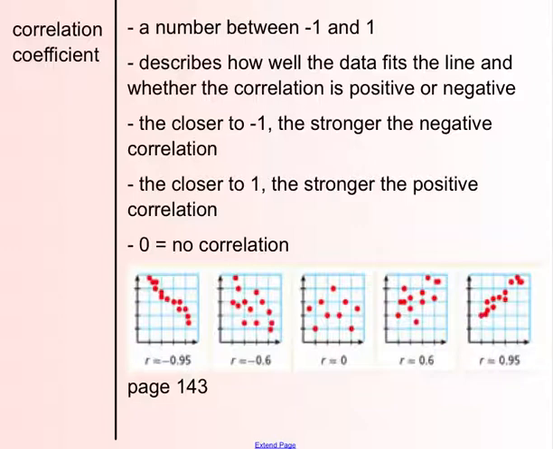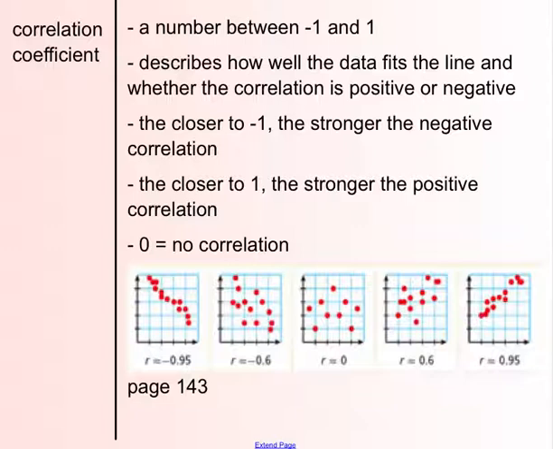So if the correlation coefficient is -1, that does not mean it's a bad fit. It's actually a perfect fit for a negative correlation. And then if it's +1, it's a perfect fit for a positive correlation. 0 means that there's no correlation. So the closer the correlation coefficient is to 0, the less linear relationship we can gather from the data.